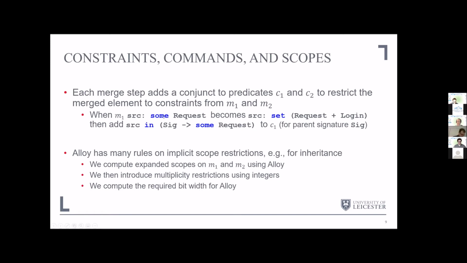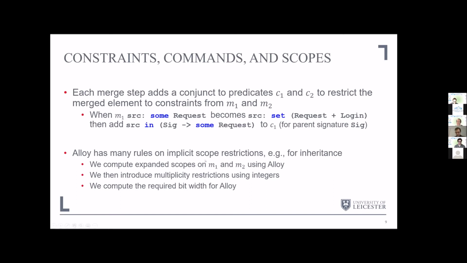So here what we need to do is we need to actually look at how we can express the structural parts that Alloy structurally expresses, how can we express them as constraints. And then another thing would be the scopes. So Alloy has quite a few implicit scope restrictions. For example, in the case of inheritance, the scope is a bound on the number of instances that each signature can, or a number of atoms that each signature can create.